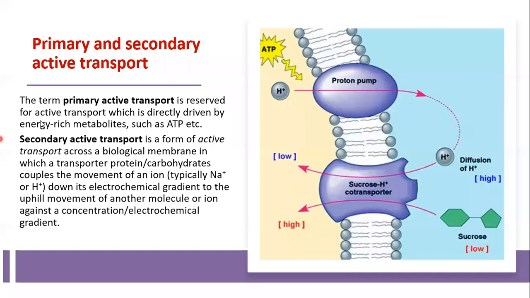Primary active transport, I think we have already explained. Primary active transport is reserved for active transport which is directly driven by energy-enriched metabolites such as ATP. These proton pumps move H ions from inside to outside, and then this charge gradient develops outside the cell membrane, which is utilized for the movement of other ions, and molecules like sucrose.